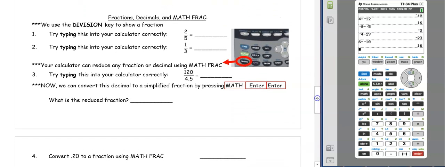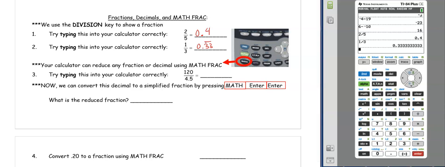Now, when we have fractions and decimals, we'll be using MathFrac. When we divide, we're going to use the division key when we see a fraction. So we're going to type 2/5 into our calculator. We're going to do 2 divided by 5. That will get us a decimal of 0.4. If you want to write .4, that's fine too. When we have 1/3, 1 divided by 3 gets us 0.3 repeating. So we have 0.33. We're going to put a bar above it to show that it's a repeating decimal.